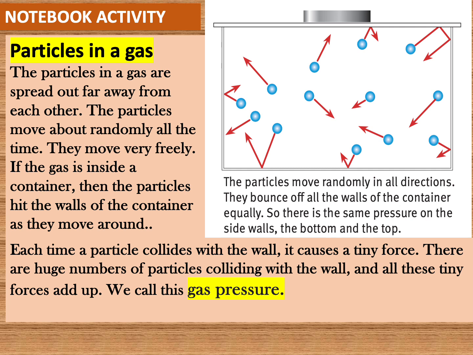As you know, the particles in a gas are spread out far away from each other. The distance between the particles is very large, so they move freely here and there. While they are moving, they will hit each other. When they hit each other, they start moving faster, and as a result they hit the walls of the container where the gas is enclosed. That creates the pressure which is called gas pressure.